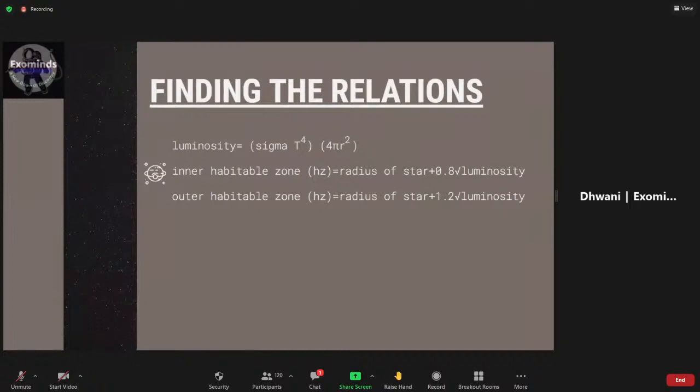So now we have the luminosity, and from luminosity, we are able to find the habitable zone. For the inner habitable zone, we calculated it by multiplying the root of the luminosity found by 0.8, which was then added to the radius of the star, giving us the inner habitable zone. For the outer habitable zone, we did the same, except the root of luminosity was multiplied by 1.2, and the result was added to the radius of the star, giving us the outer habitable zone.